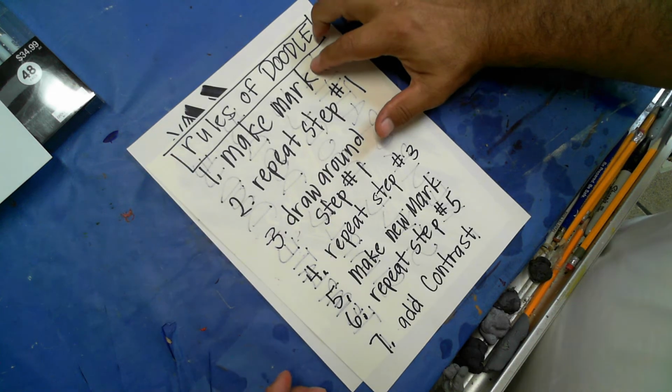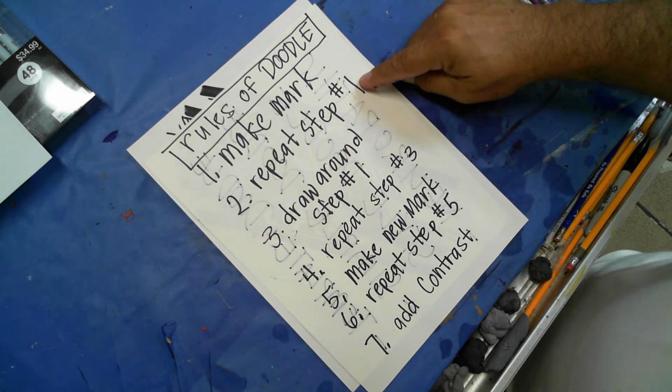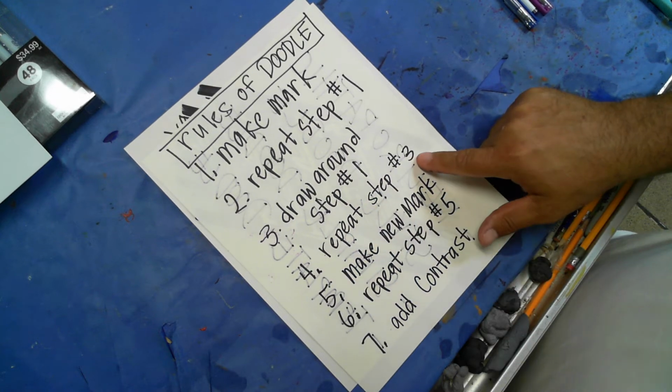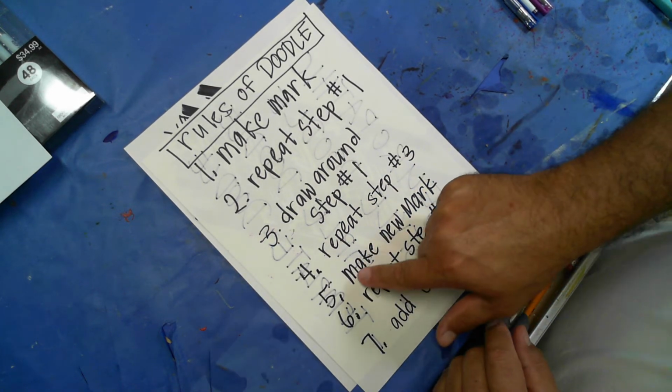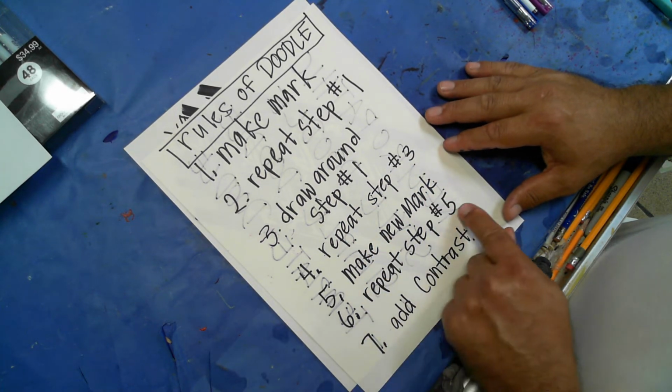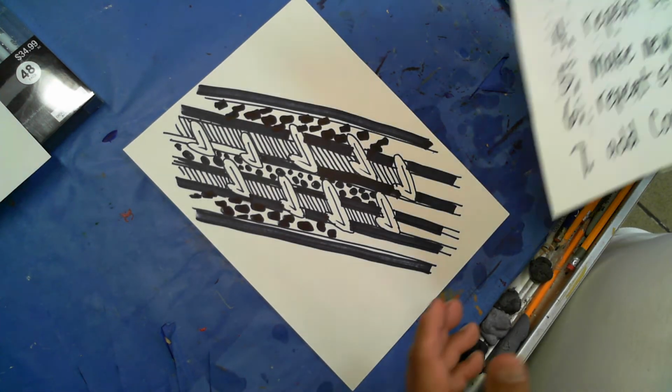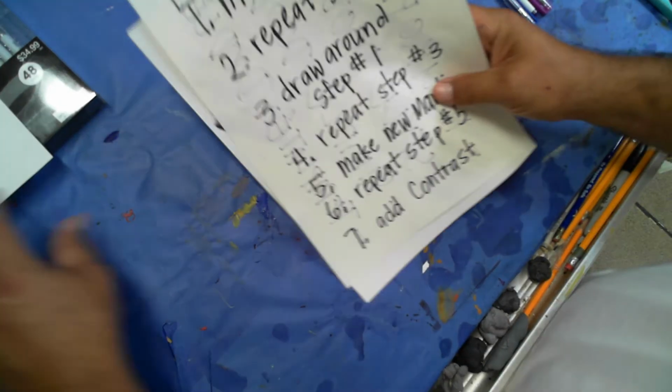Rules of doodle, I made my mark. I repeat step number 1. After a while, I draw around step number 1. Number 4 says repeat step number 3. Then I go to 5, make new mark. 6 says repeat step number 5. Number 7 says add contrast. That's how we end up with something like this. Kind of creates a unique design.